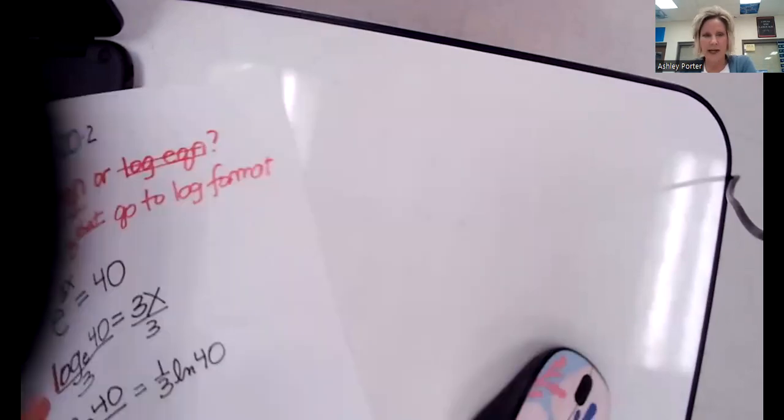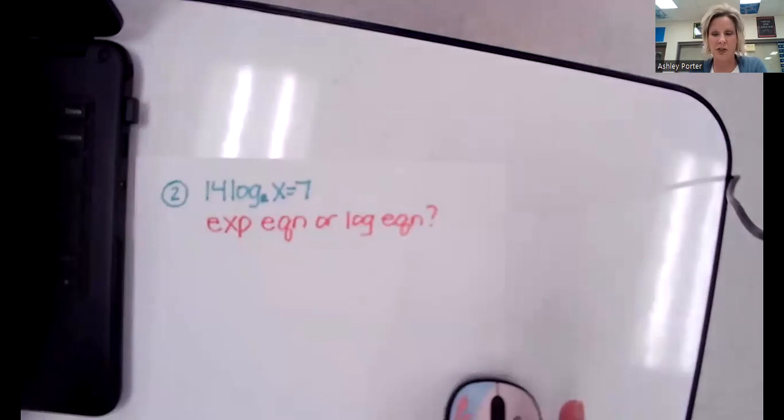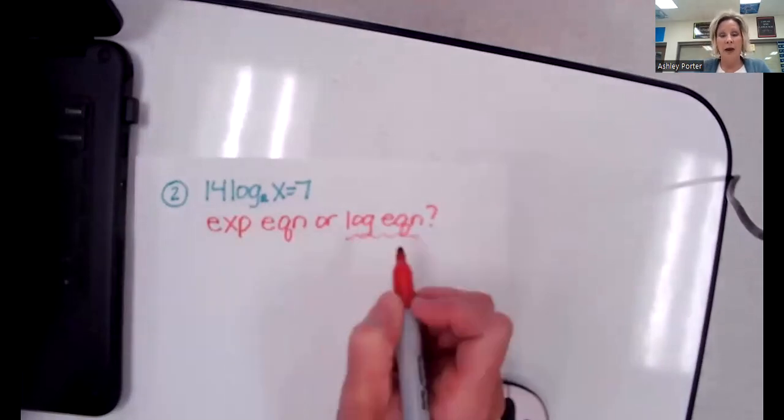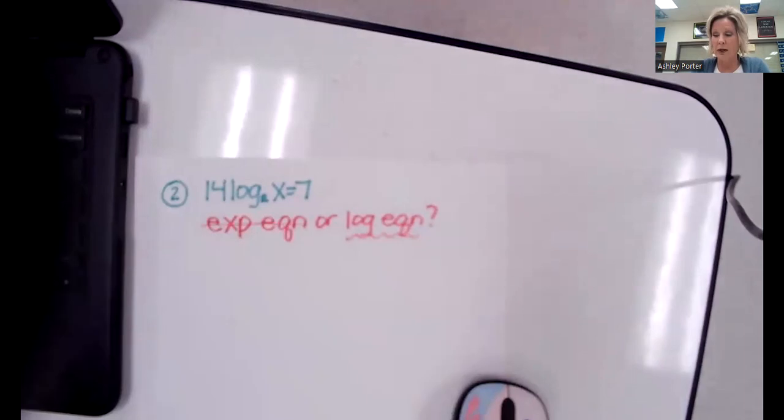Problem 2. Take a moment, write that down. So I'm going to start with the same question. Is this equation exponential or logarithmic? Well, I see a log in it, so that automatically makes it a logarithmic equation. So that's out. Now, I'll tell you that the first thing you need to do is isolate the log.